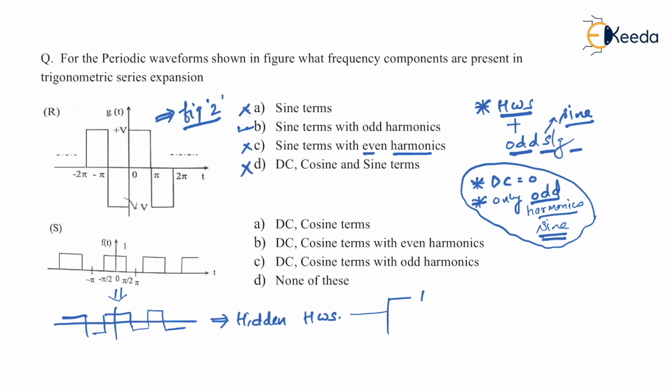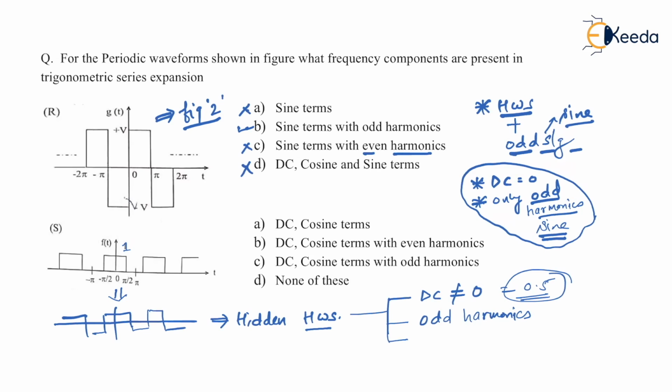And in hidden half wave symmetry, DC value is always non-zero. Is that right? In fact, if they have given this amplitude is equal to 1, I'm pretty sure that DC value is equal to 0.5. That is, A naught value is 0.5. Am I right? So DC value is non-zero here. Secondly, since it is a half wave symmetry signal, definitely it will have only odd harmonics present.